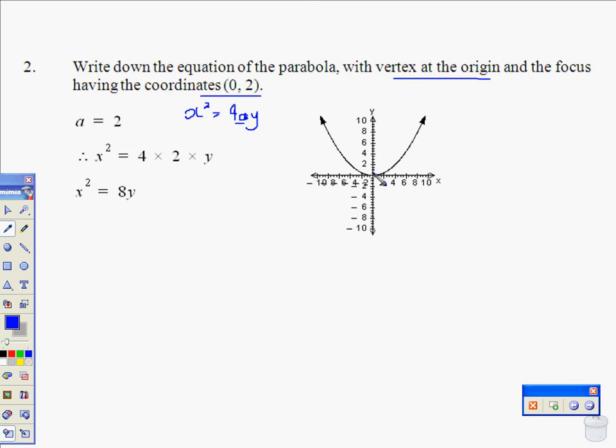So that's what it requires us to do. Our vertex is at the origin, our focus is at (0, 2), so our distance from the origin to the point (0, 2) is 2 units. So that must be our focal length. All we need to do is sub it into that formula. 4 times 2 times y gives us the equation x squared equals 8y.